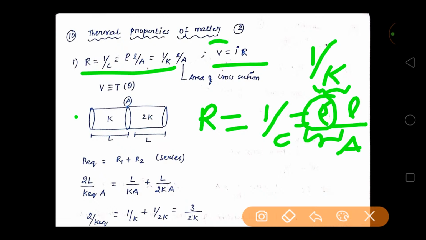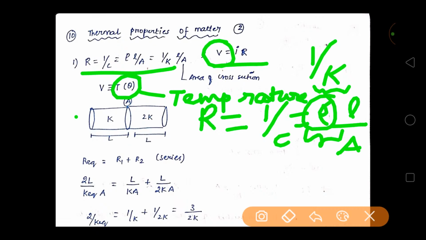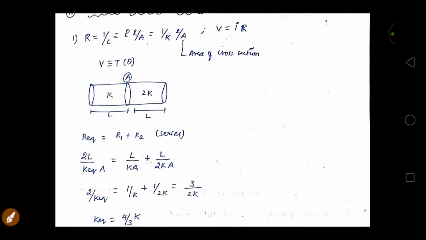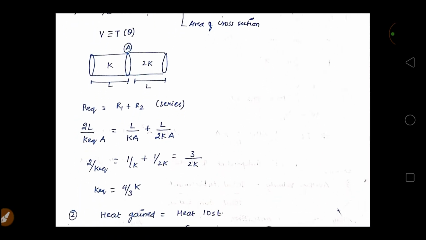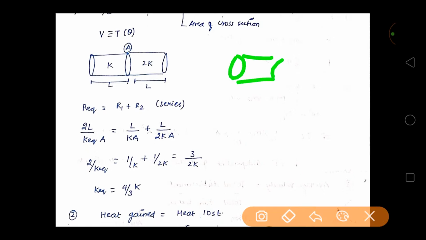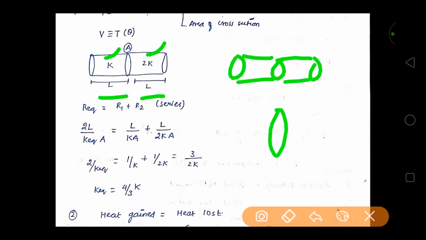Now instead of potential we use temperature, represented by theta. Their potential difference becomes temperature difference. So we can say potential in current electricity is equivalent to temperature in thermal properties of matter. So it's a compound slab, two slabs just like this. The thermal conductivity is K for one, and for the other 2K, same length, same cross sectional area. This is the cross sectional area, same for both, right?